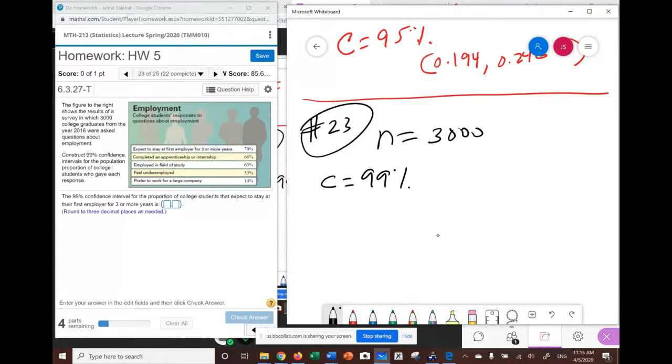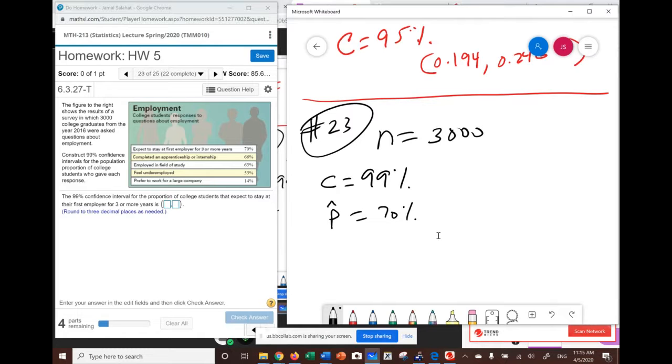Actually, the questions are here about employment. If you look under the title here, employment, college students' responses to questions about employment. So they asked them about employment, and 70%, that is the first P hat, 70% of the students said that they expect to stay at their first employer for 3 or more years. Now, the second one is going to be 66%. They completed an apprenticeship, internship, and so on.